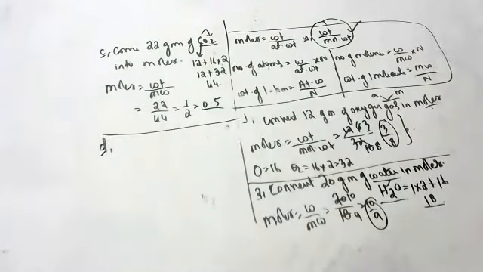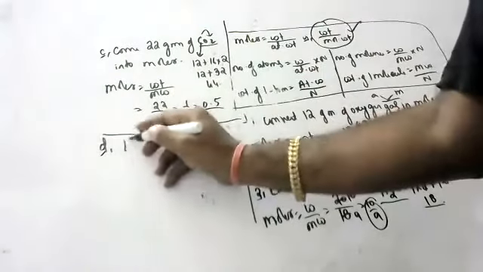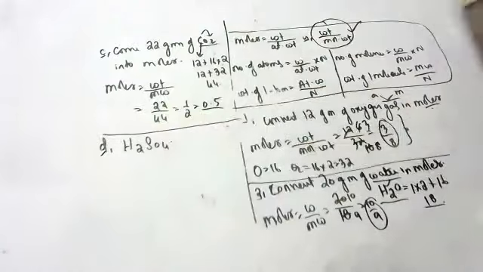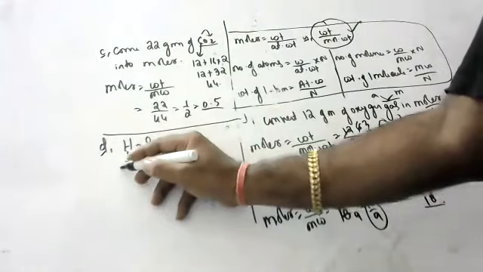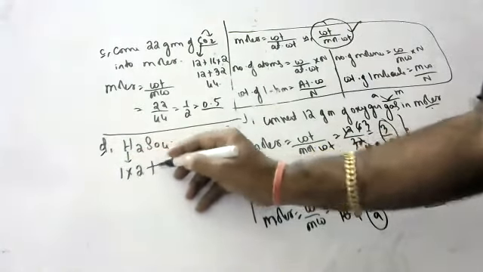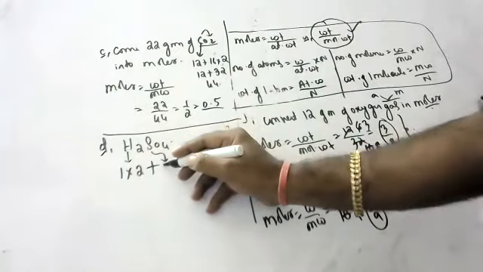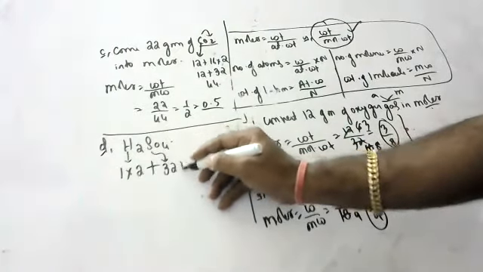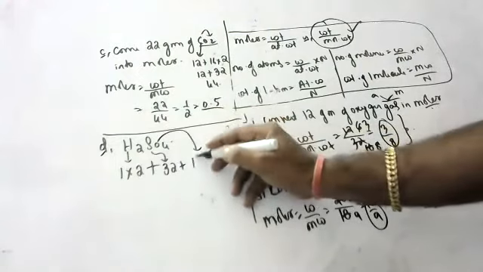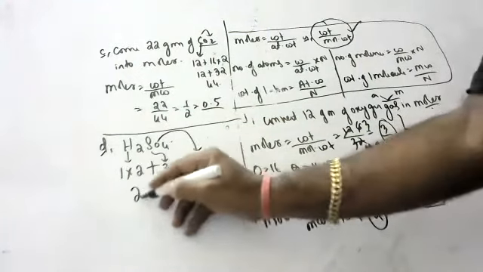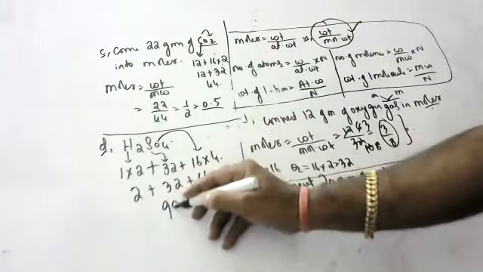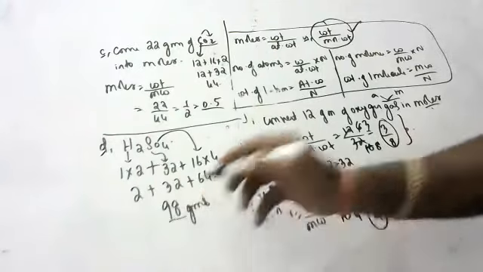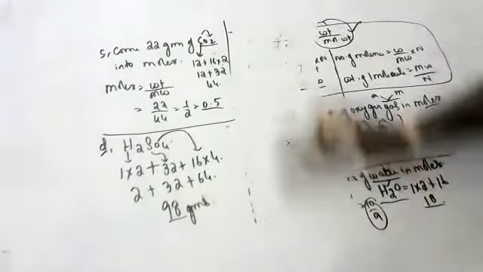So children, many of you are still having a little confusion. Hansika, what is the molecular weight of sulfuric acid? 1 into 2 plus 32 plus 16 into 4. That is 2 plus 32 plus 64, which is 98 grams. Okay.